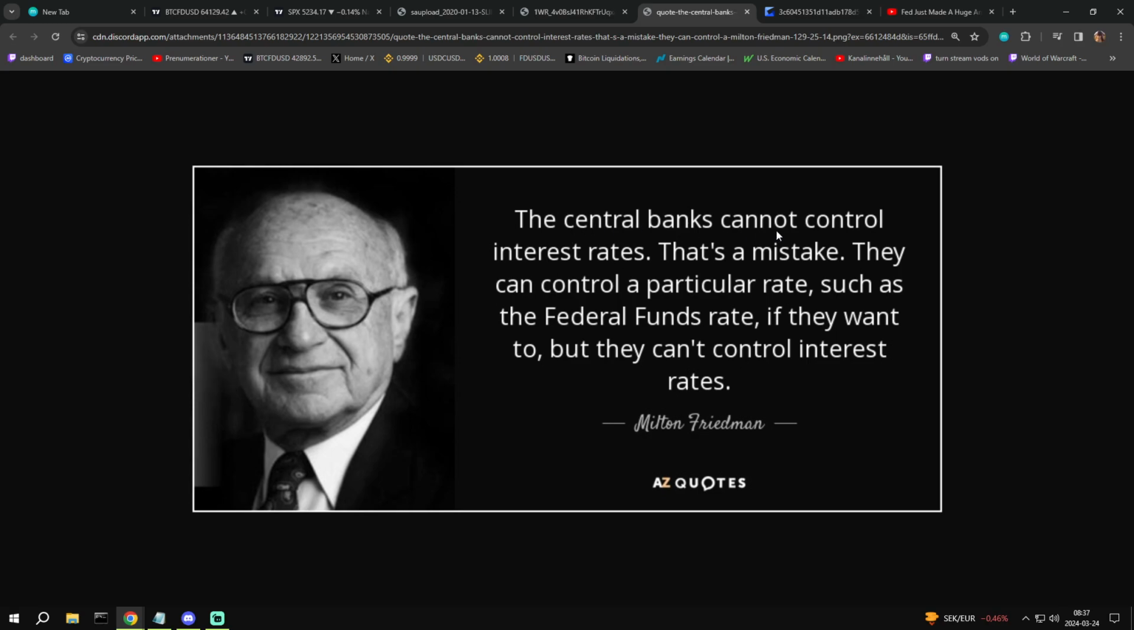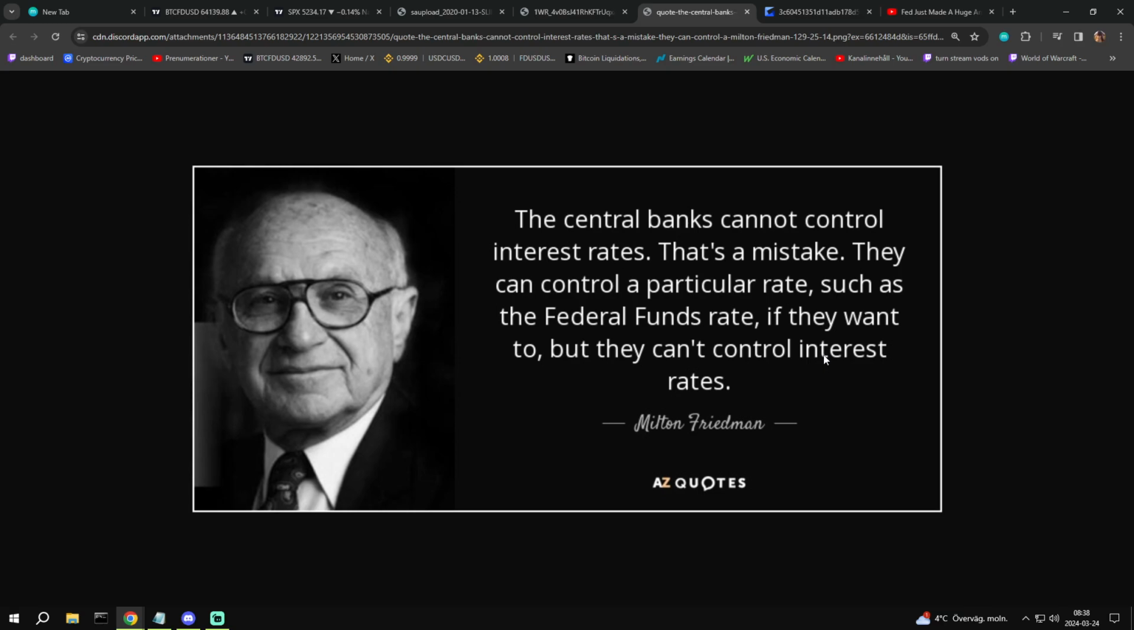Yeah? The central banks cannot control interest rates. That's a mistake. We went over that they follow the 2-year treasury yield. That's a mistake. They can control a particular rate, such as the federal funds rate, which is the overnight lending rate, if they want to, but they cannot control interest rates. Interest rates are determined by supply and demand in the treasuries. It's the free market. Now they have 2 tools.